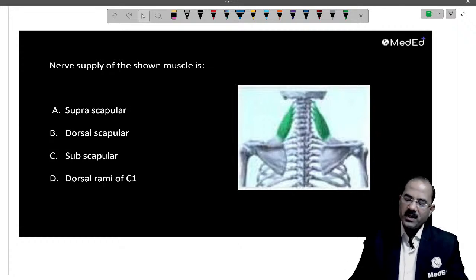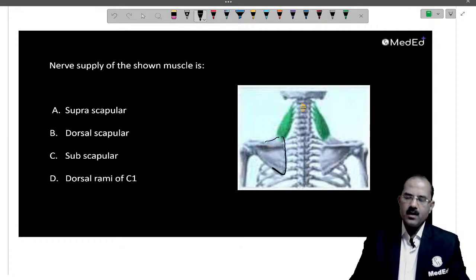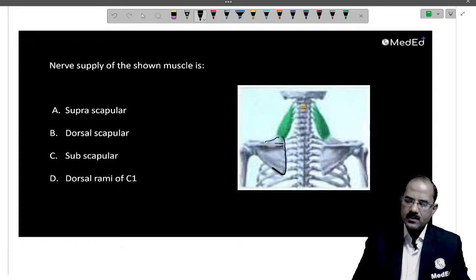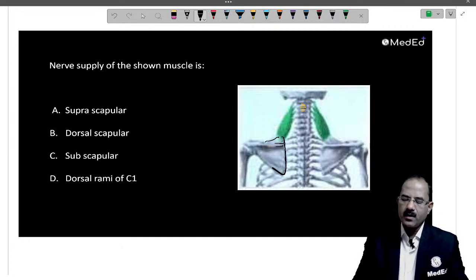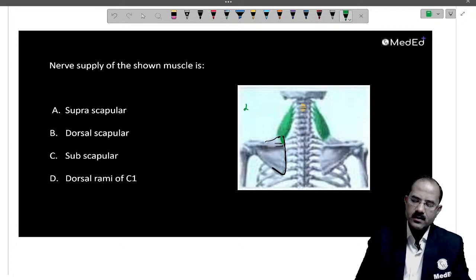A muscle which begins from the cervical vertebrae here and comes and gets inserted on the scapula. Which border of the scapula is this? That's the medial border of the scapula, from the superior angle to the spine. This muscle is attached from the superior angle to the spine. What is this muscle known as? This muscle is the levator scapulae.